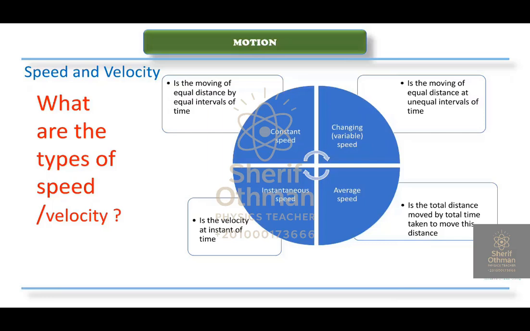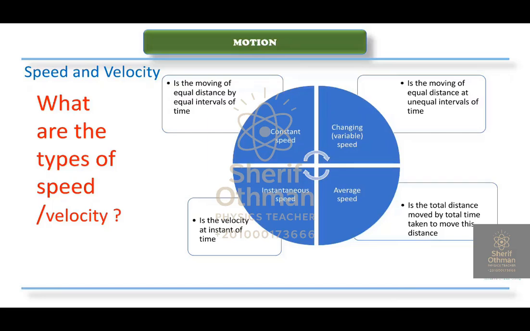So if I say that constant speed is moving equal distance in equal intervals of time, I define the constant speed. But if I remove the word distance and replace it with displacement, then constant velocity is moving equal displacement in equal intervals of time. In the same way, changing speed. What is the meaning of changing? In this case, you don't cover equal distance in equal intervals of time. You cover different distances in different intervals of time.